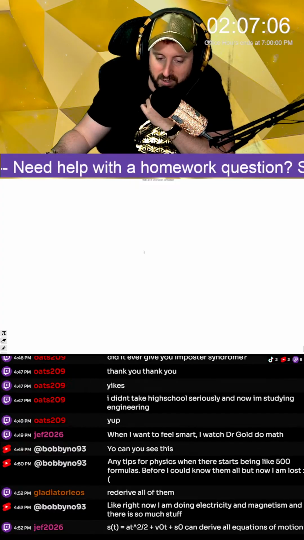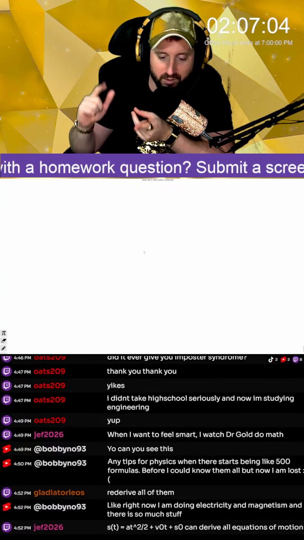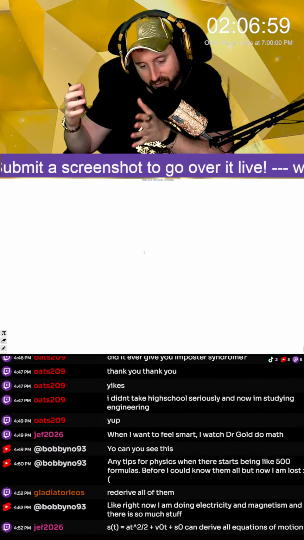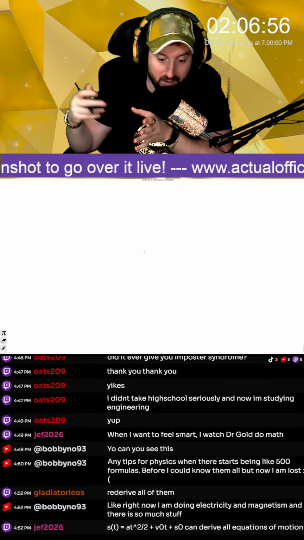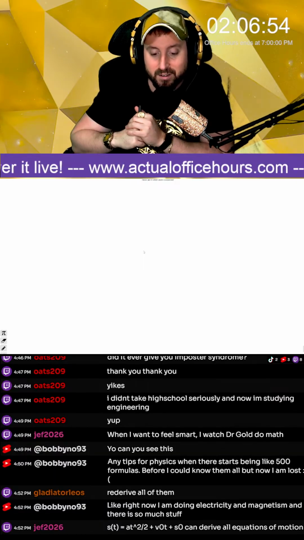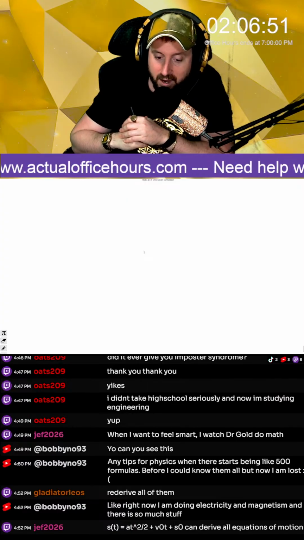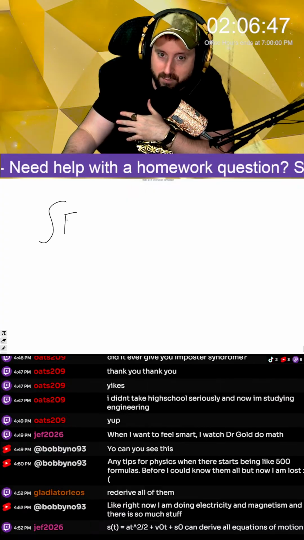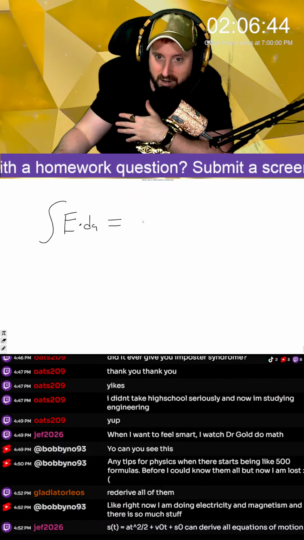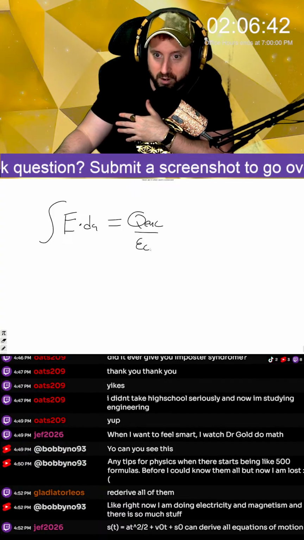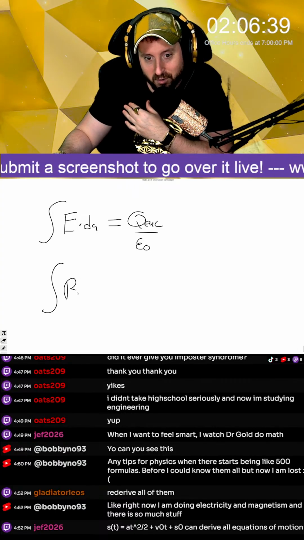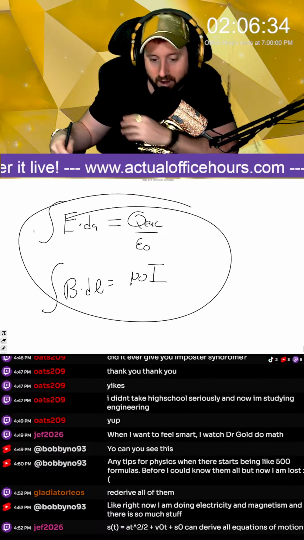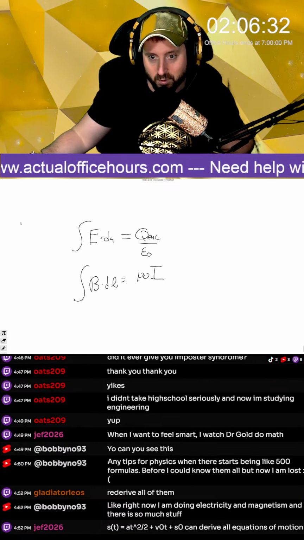I get it, because there's the curl, there's the divergence, Gauss's law, and a bunch of stuff. Lenz's law, all the magnet stuff. That stuff you have to get from experience, from doing practice questions. In general, this is kind of all you need for E&M: the integral of E dot dA is equal to Q enclosed over epsilon naught, and the integral of B dot dl is equal to mu naught I. I feel like this covers a lot of E and M, if you can do this.